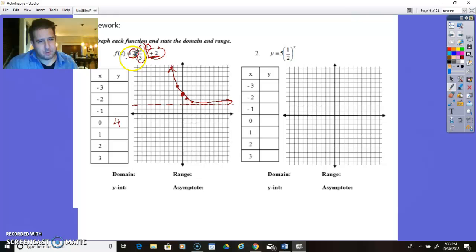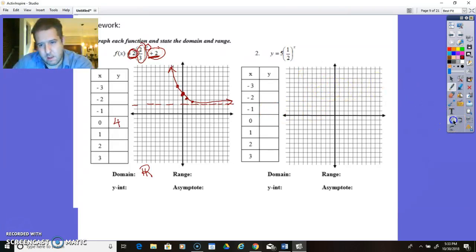You can do the same, or you can just put this into the graphing calculator to copy off the table. Looking at the graph, though, the domain is all real numbers because it's going left and right infinitely. The range is everything above 0, so y is greater than, not or equal to, I'm sorry, just y is greater than 0. The y-intercept was 4, as I explained. That was the y-intercept, but it got shifted up 2 more, so it's 4. And the asymptote here is y equals 2.